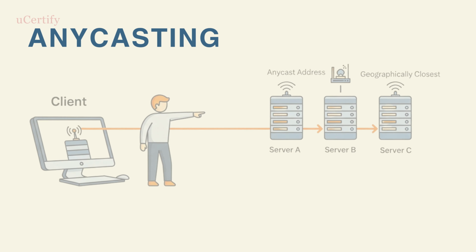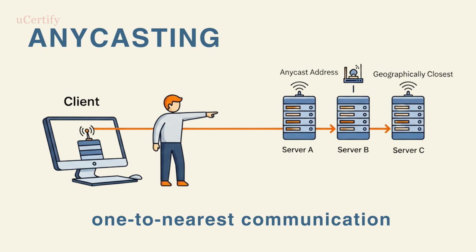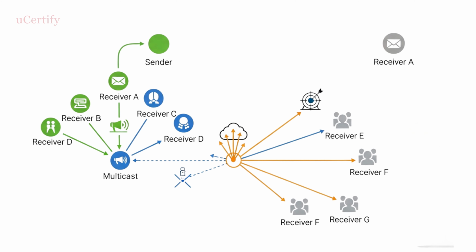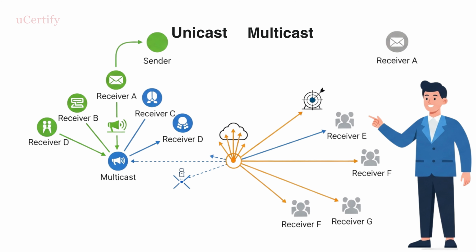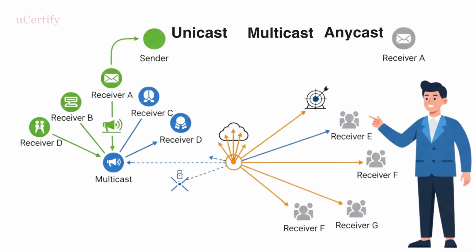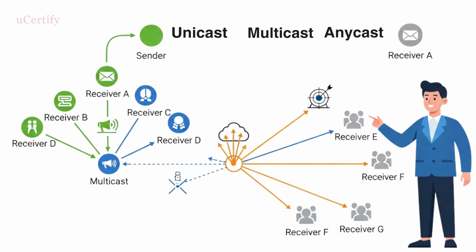Anycast addresses facilitate one-to-nearest communication, directing traffic to the closest server in a group of servers providing the same service, enhancing performance and reliability. IPv6 supports Unicast, Multicast, and Anycast address types, each serving different communication purposes, effectively eliminating broadcast traffic and significantly improving network efficiency and performance.